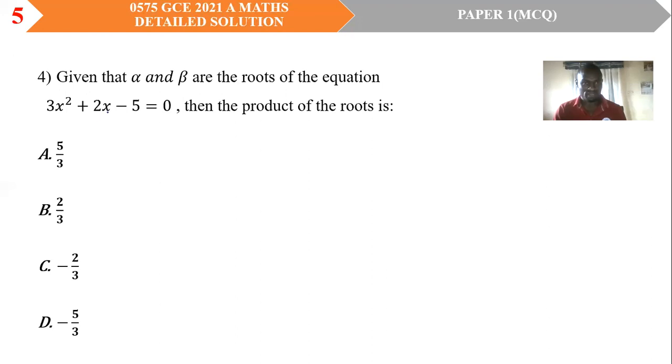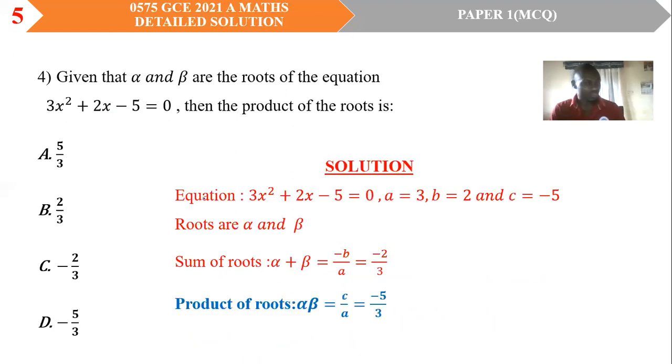Question 4. Given that alpha and beta are the roots of the equation 3x squared plus 2x minus 5 equals 0, and then the product of the roots is... Solution. The quadratic equation is given by 3x squared plus 2x minus 5 equals 0. Comparing this with the general quadratic equation, we bring out the coefficients. The coefficient of x squared, which is a, is 3. The coefficient of x, which is always b, is 2. And the constant term is -5, which is always c.